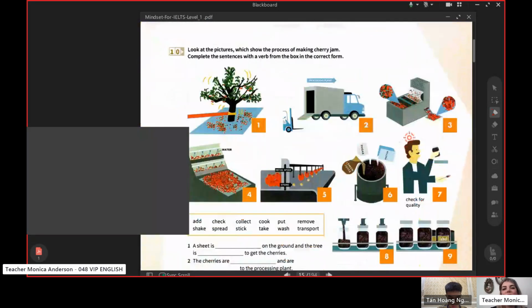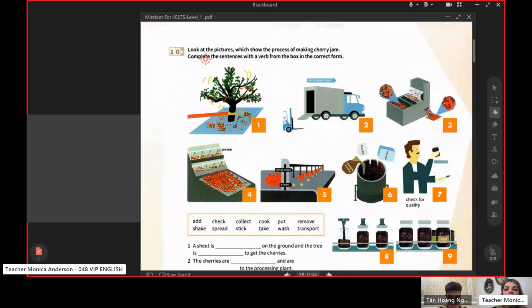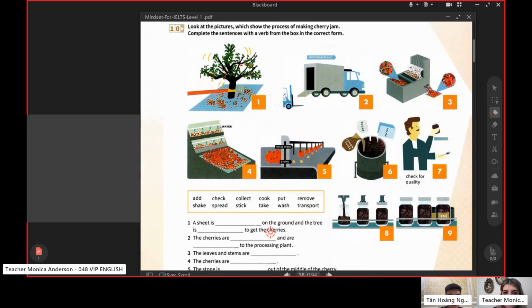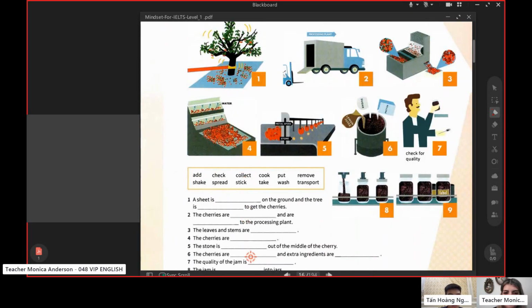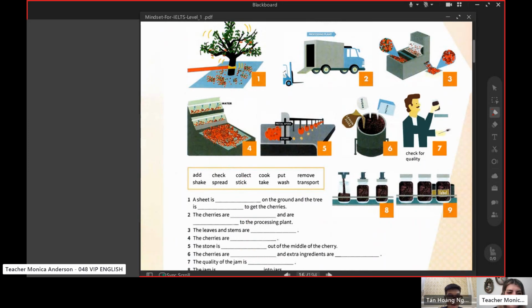Well, we have another process diagram. Okay, would you read the instruction, please? Look at the pictures which show the process of making cherry jam. Complete the sentences with a verb from the box in the correct form. Like the first one, a sheet is... Okay, a sheet is something like this. What is this?